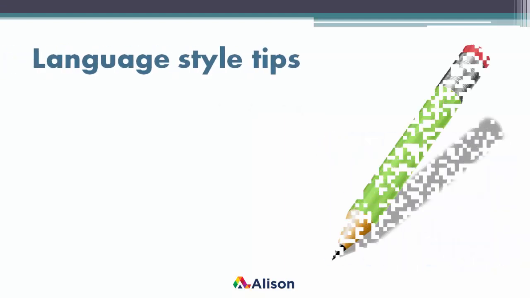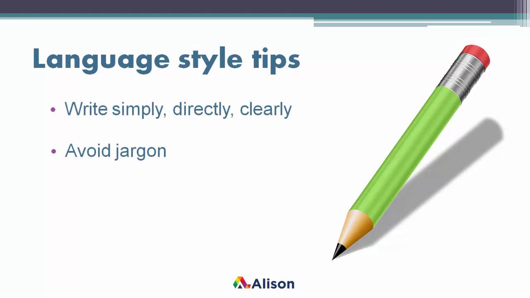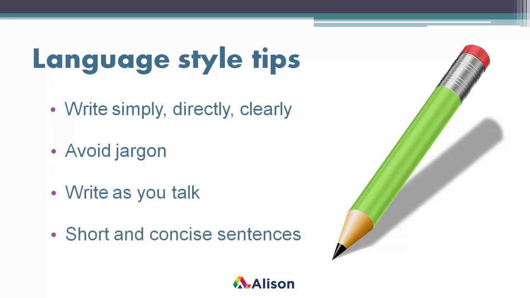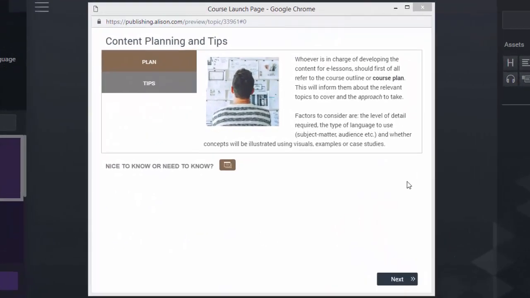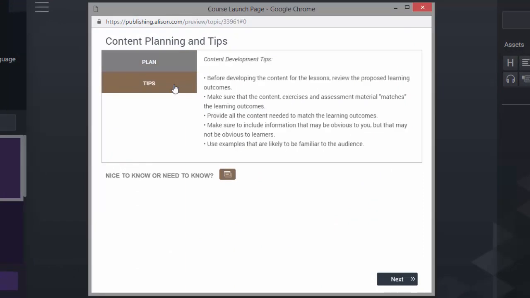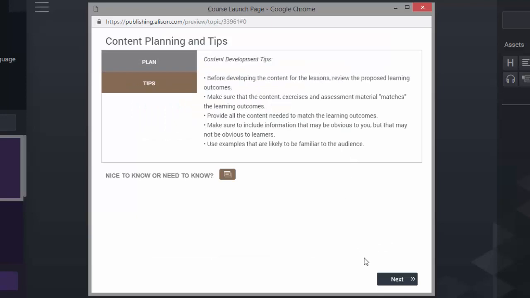Authoring content for e-lessons is not the same as writing books or scientific articles. The following tips on language style are useful when authoring content for e-lessons. Write simply, directly, and clearly. Avoid using jargon. Write as you talk. Keep sentences short and to the point. One rule of thumb is that a sentence should be no longer than 25 words. It is important not to give the reader more information than they can process at any one time.